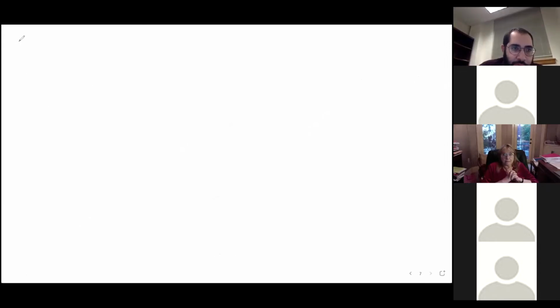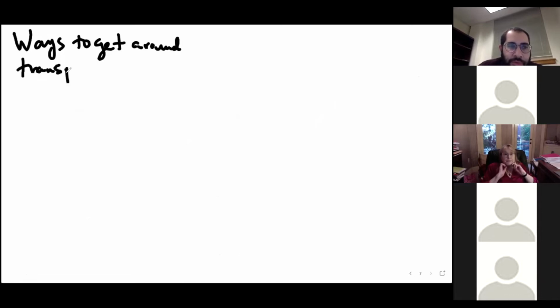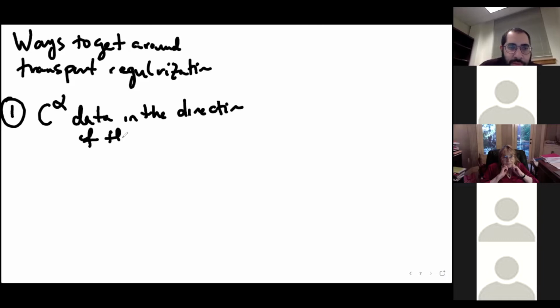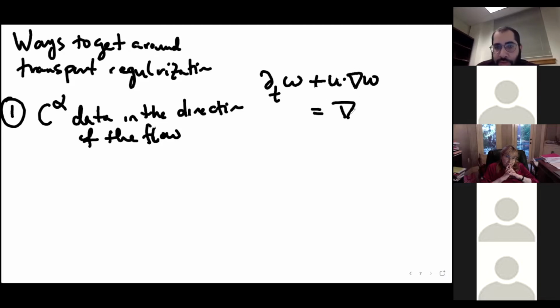Okay, so just to recap what we just said, ways to get around transport regularization. One way is to have C alpha data in the direction of the flow. As I mentioned, the vorticity growth is coming mainly from the stretching term. So if you can remove the effect of the transport in some way or weaken it, then there will be a better chance to get a singularity. And this can be done by taking data that's C alpha in the direction of the flow.